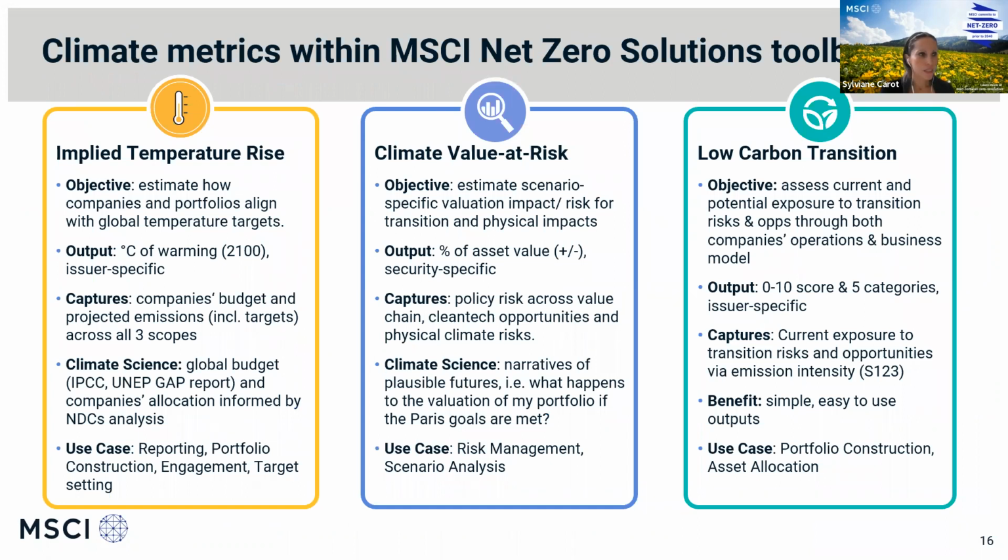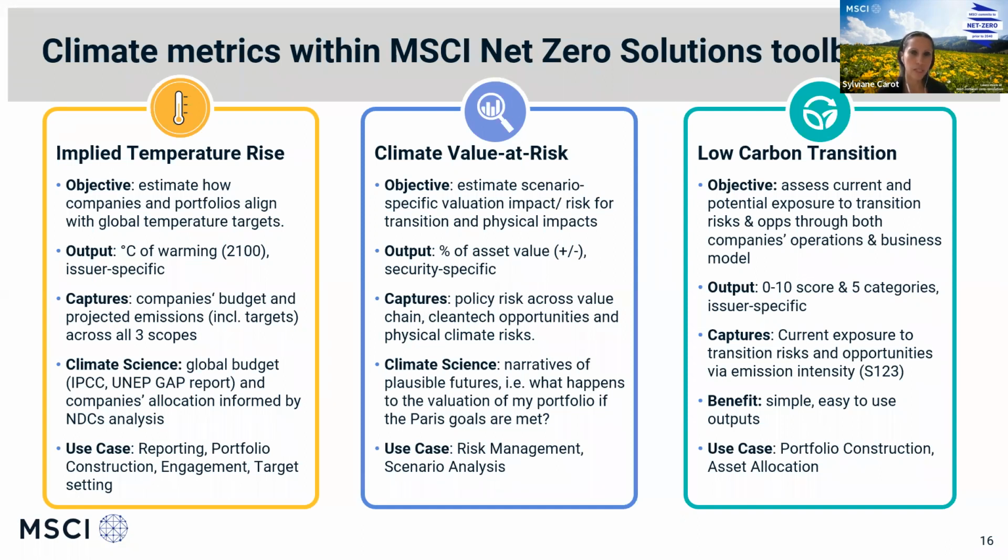So this is the last slide. We have three main signals. I will start from the right-hand side, the low carbon transition score. These are simple measures. In here, what we do is classify every company and they get bucketed in 5 different categories.